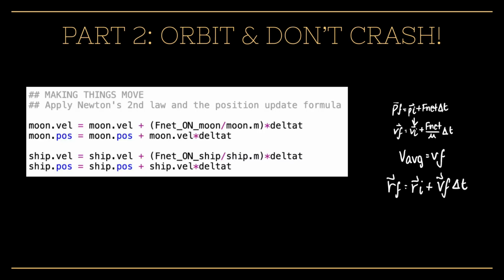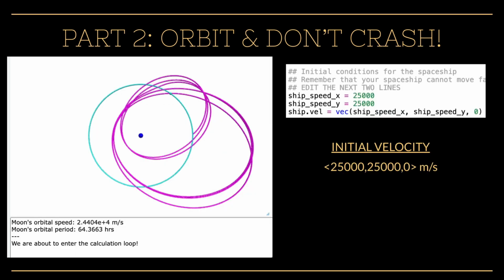Once the net forces on the ship and the moon were established, I was able to use the velocity update formula to update their velocity, and then from that I was able to use the position update formula in order to update the position and create the correct orbits. And then here are the orbits that I was able to create. The cyan orbit is going to be the orbit of the moon, and then the spaceship is going to be the magenta orbit around the planet, which is going to be the blue dot.